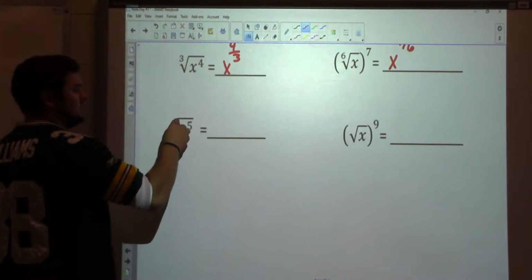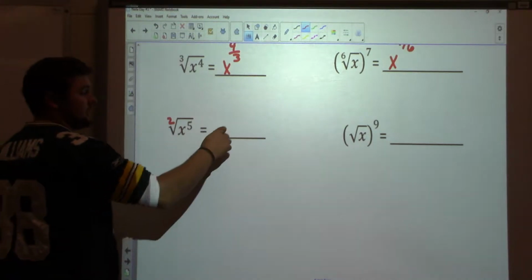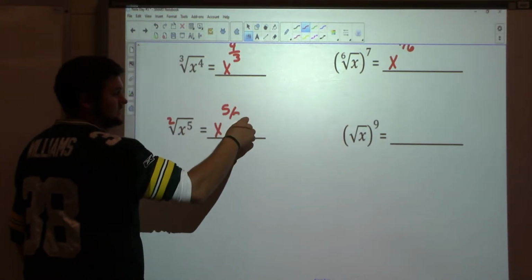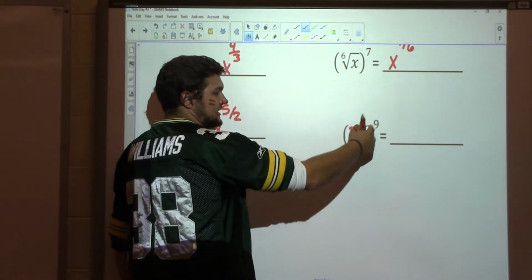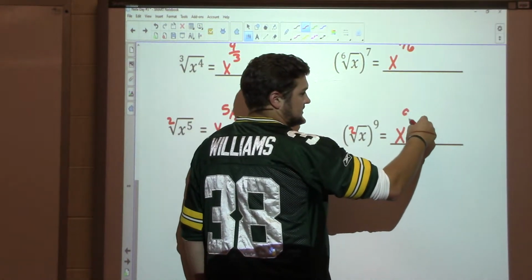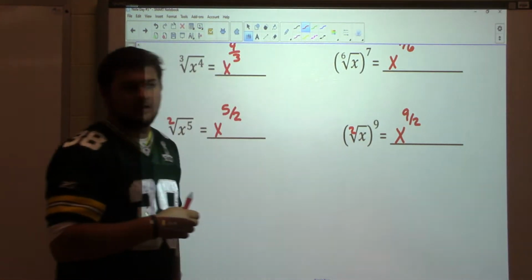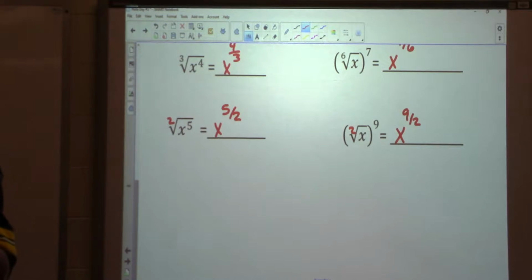Last two down here, the square root, so the second root becomes x to the 5/2. Square root of x to the 9th becomes x to the 9/2. Okay? Does that make sense so far? A little bit easier than stuff we did yesterday. It's literally the same thing, we're just going the opposite way. So we should be able to go both ways with this.